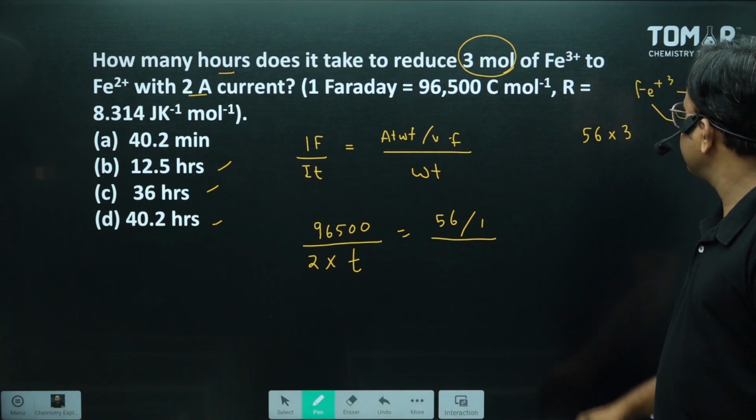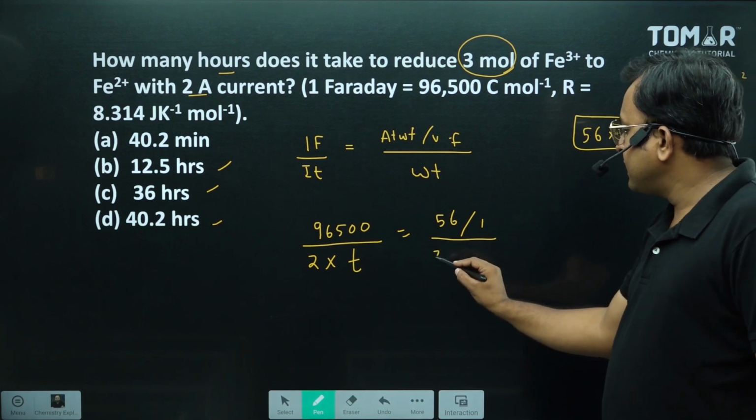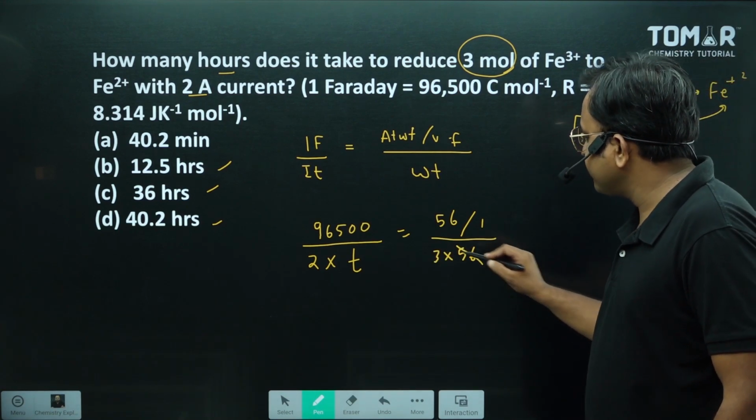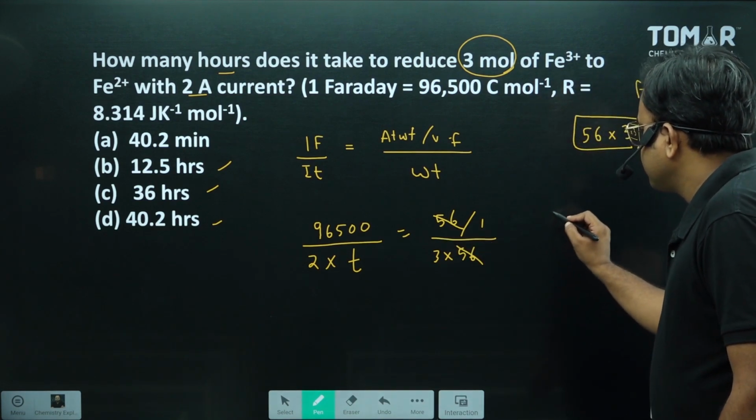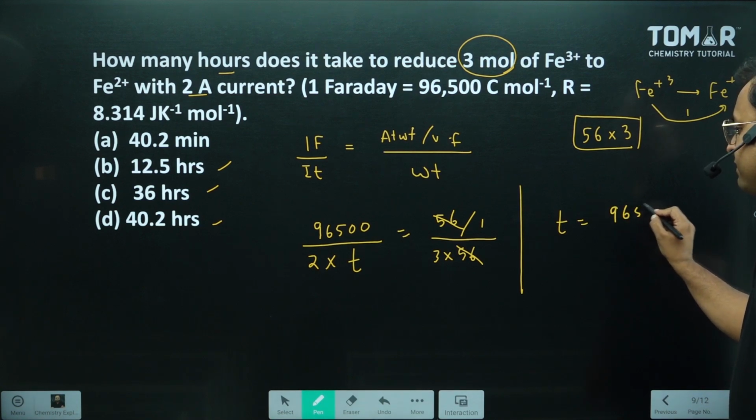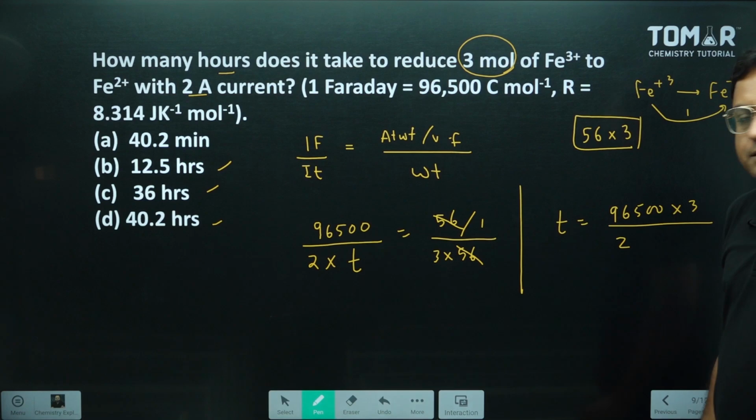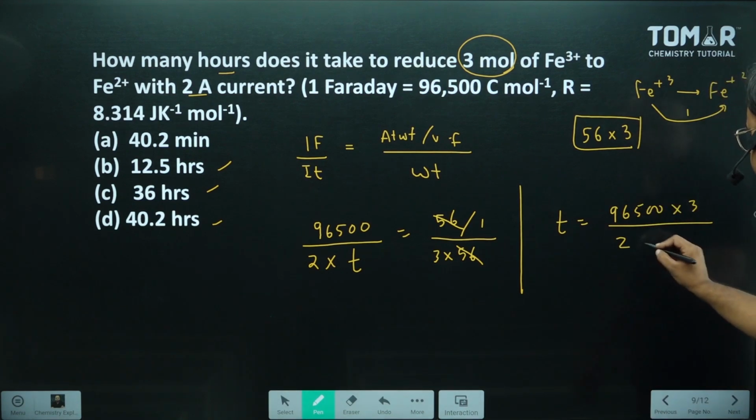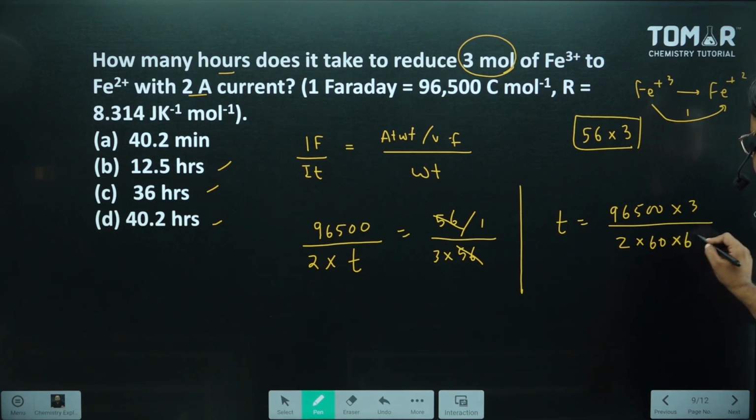Now, weight deposited is 3 mole of iron. That is 3 into 56. Time required is 96500 into 3/2. This is the time required in seconds. This is required in minutes. And this much is required in hours.